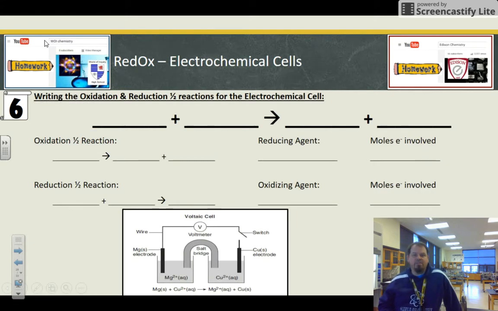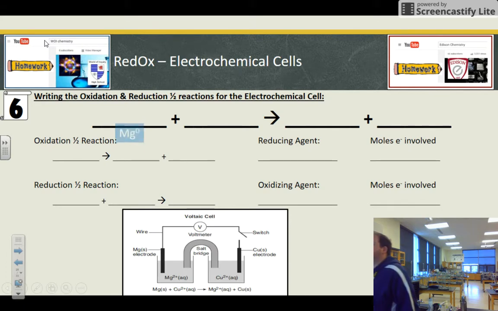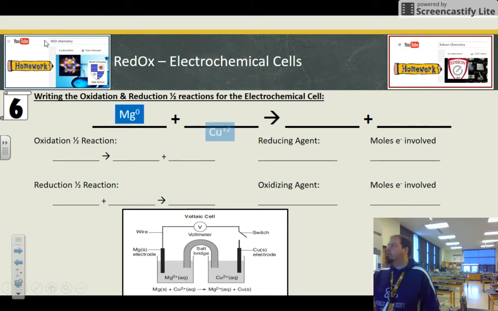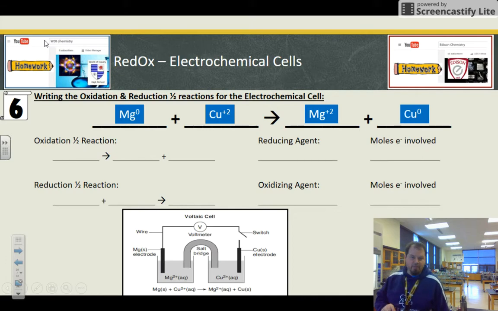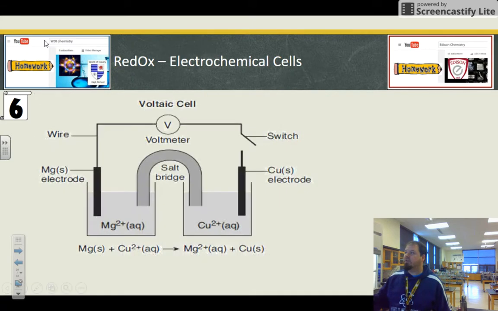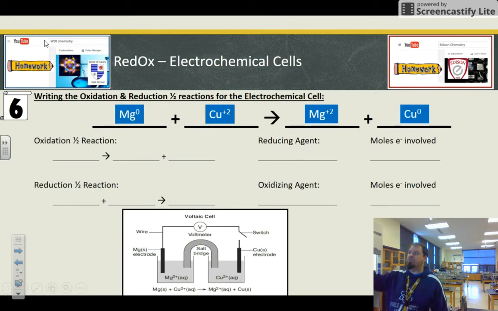Okay, so stepping to the board and using an actual voltaic cell to come up with these half reactions. I see the reaction underneath, and that's what's going on here. So I have Mg0 plus Cu+2 goes to Mg+2 plus Cu0. Now I'm pulling that right out of the bottom of the picture. And I don't think there's any more. Yeah, see, there's no more.